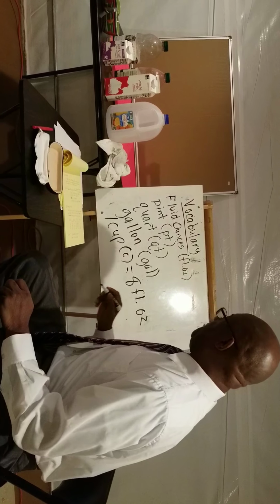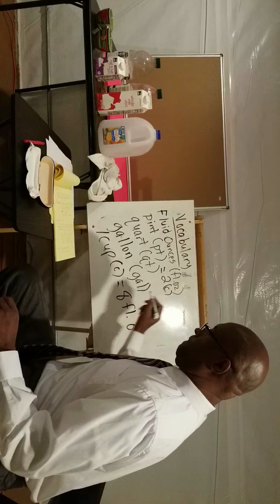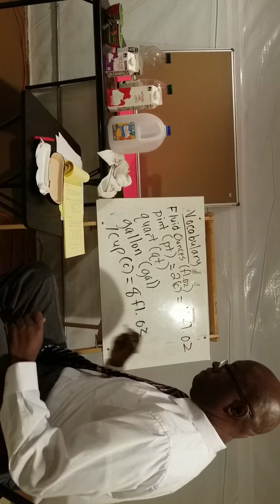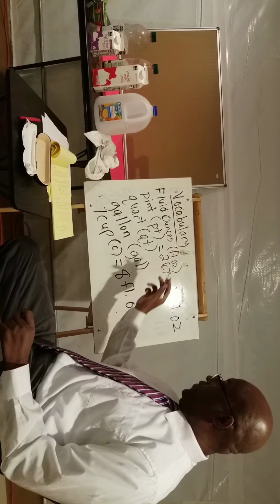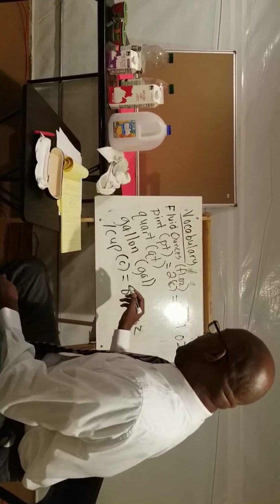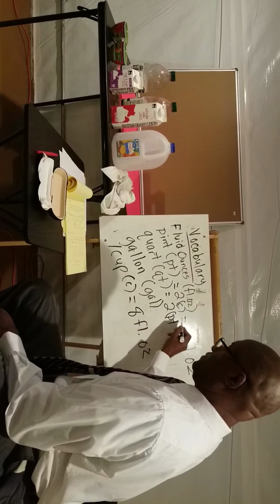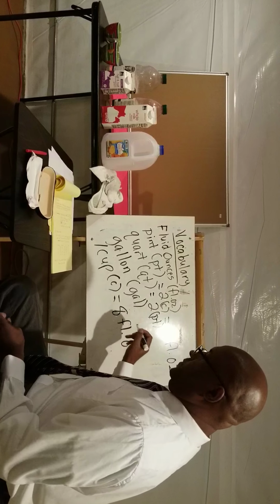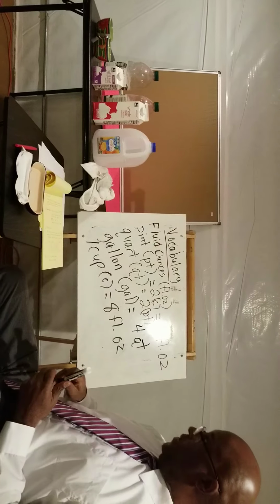Then we have a pint. Now, a pint is equal to 2 cups, or 16 fluid ounces. So we have a cup, which is the smallest, 8 fluid ounces. Then we have the pint, 2 cups in a pint, 16 fluid ounces. Then we have a quart, which is 2 pints. And then we have a gallon, which is 4 quarts. All right, okay?